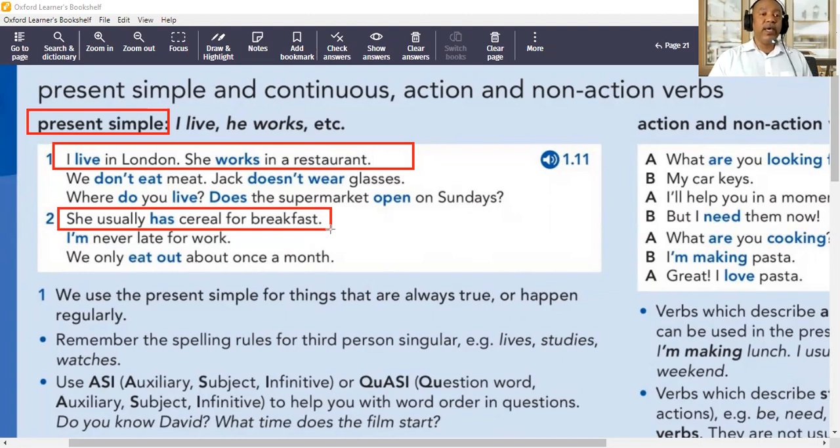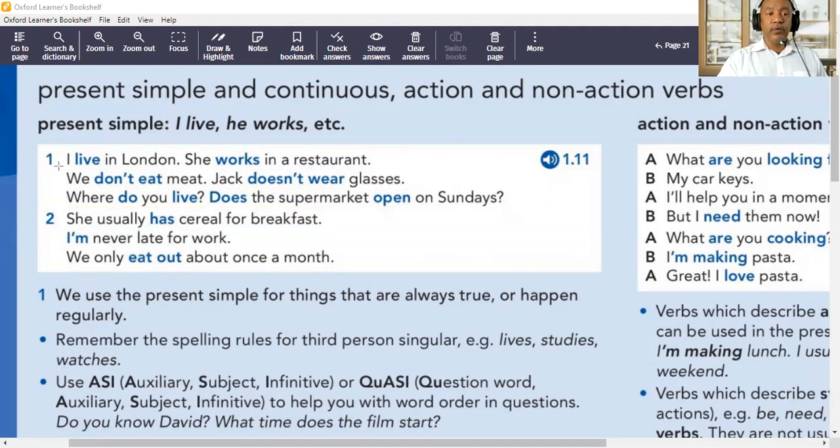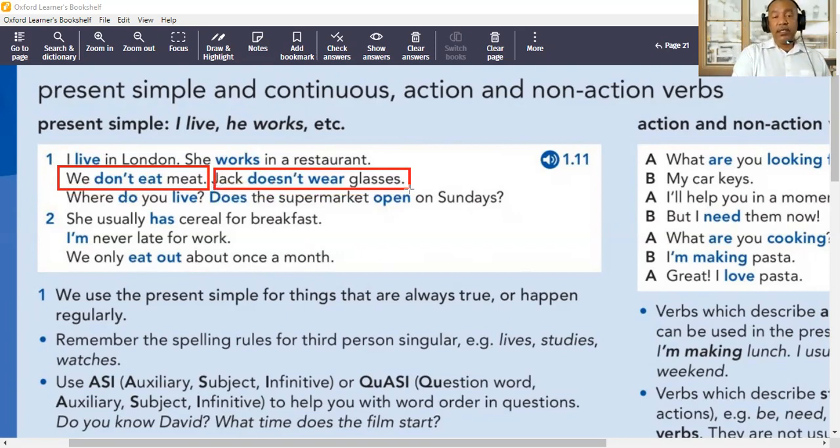The other thing is we have here the negative. In the negative, we use don't for the first moment, I, you, we, they, and plural, and we use doesn't, right? It's important in the second moment, he, she, it, and the singular. It's very important for you to remember that when you use doesn't, the verb comes back to its original form, which we also say is the infinitive, okay?